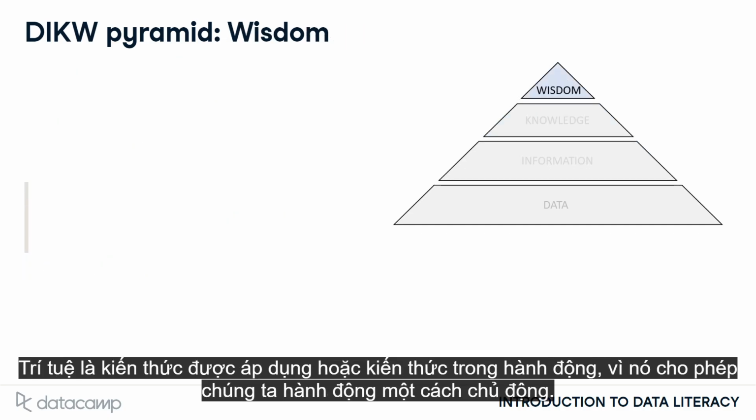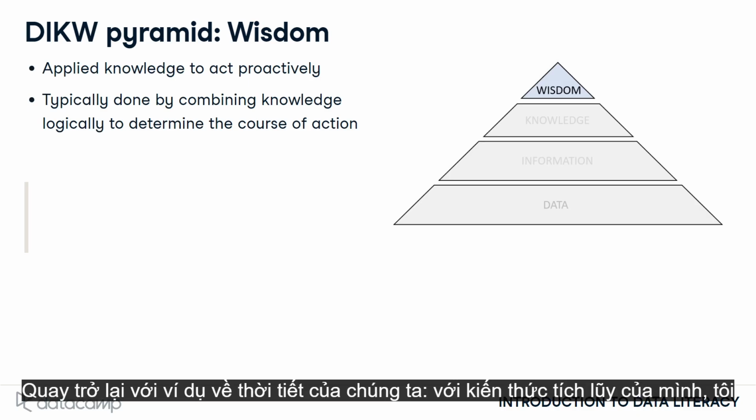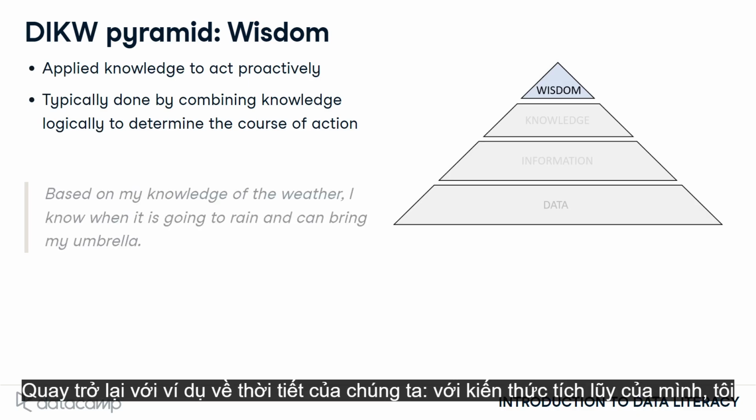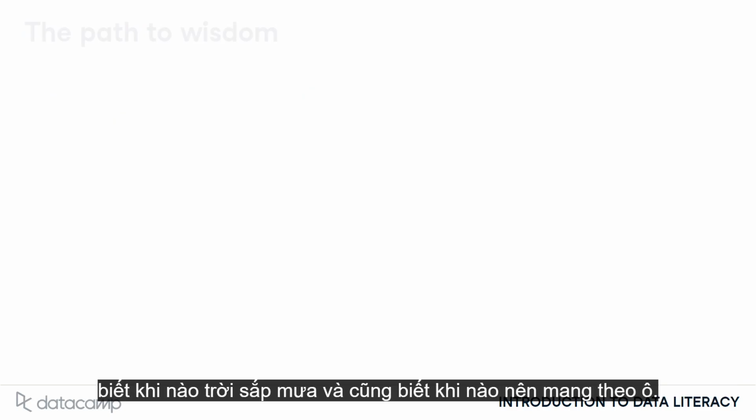Wisdom is applied knowledge, or knowledge in action, as it allows us to act proactively. This is typically done by combining knowledge logically to determine the course of action. To come back to our weather example, with my accumulated knowledge, I know when it is going to rain and so also know when to bring my umbrella.